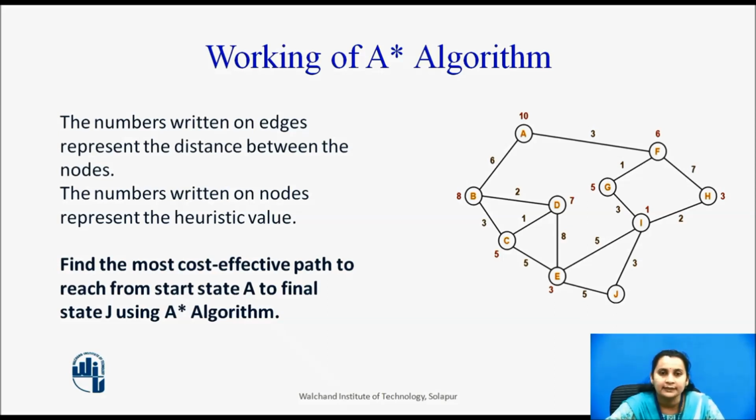So here we are going to see one example. Here I have taken one graph. In this graph you can see there are a number of nodes. We are considering the first node as the initial state and J is the goal state. The numbers written on the edges are the distances, and the value written near a particular node is the heuristic value for that node.